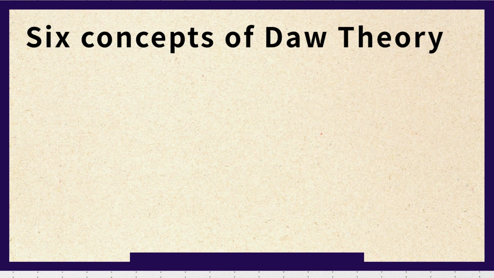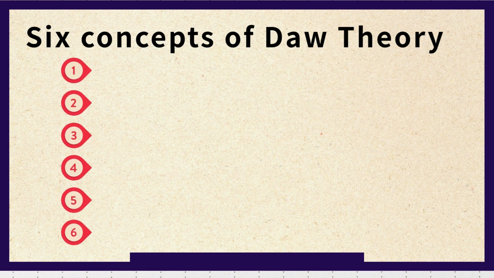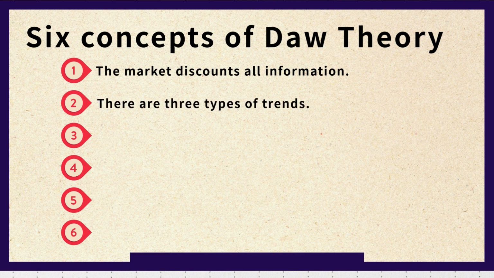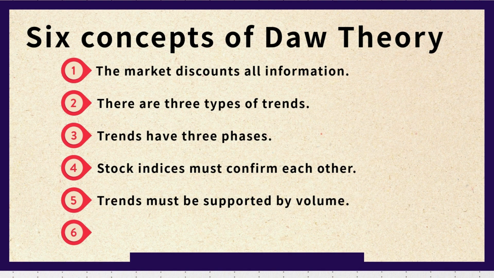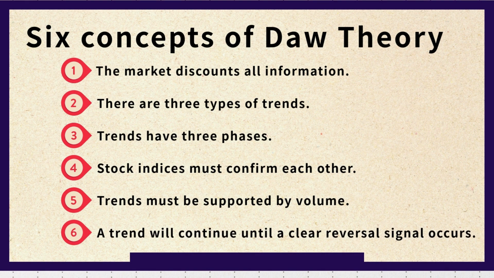Now let's go through the 6 key elements that make up Dow theory. Dow theory consists of the following 6 basic concepts. 1. The market discounts all information. 2. There are 3 types of trends. 3. Trends have 3 phases. 4. Stock indices must confirm each other. 5. Trends must be supported by volume. 6. A trend will continue until a clear reversal signal occurs. Let's break these down one by one.